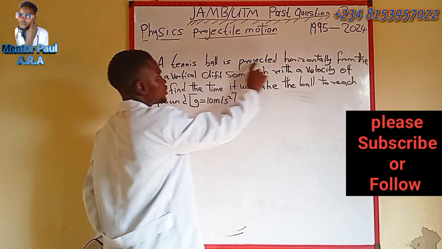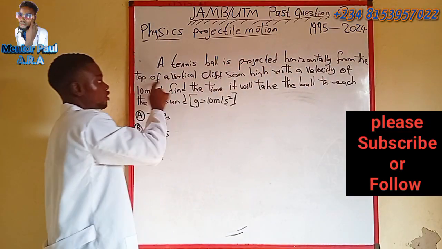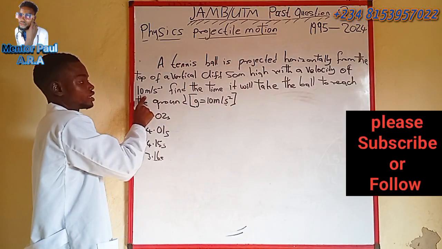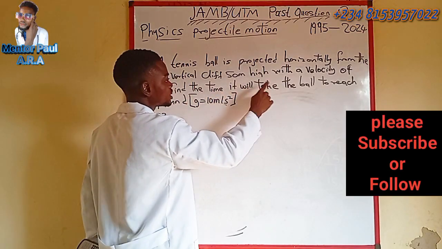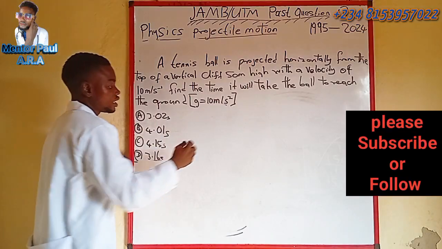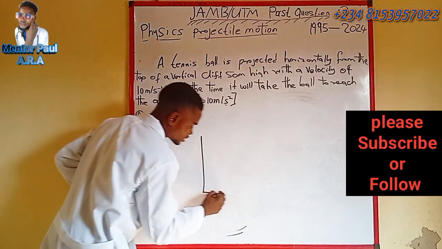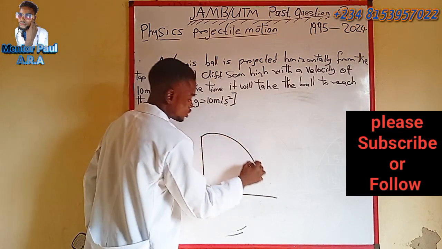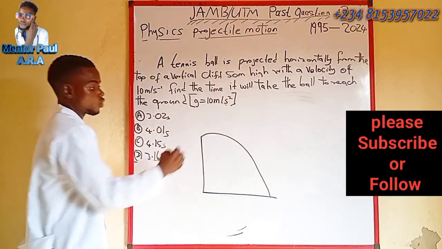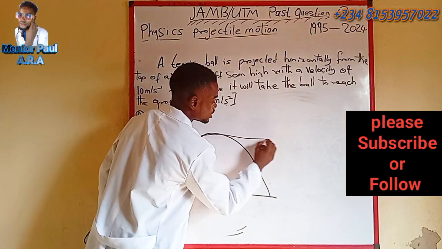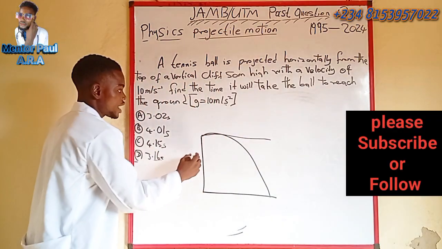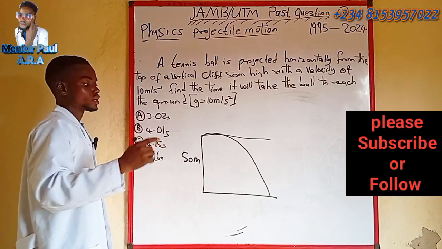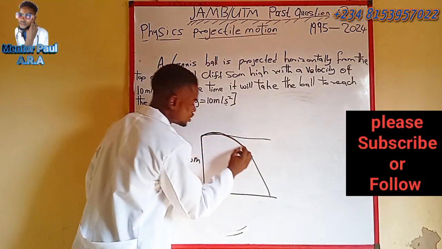It says that a tennis ball is projected horizontally from the top of a vertical cliff 50 meters high with a velocity of 10 meters per second. Find the time it will take the ball to reach the ground. Now, this is the height and this is the ground. When a ball is thrown from a cliff or a height, it is going to fall directly to the ground, whereby we represent this as the level of the cliff, and the height we're given is 50 meters. What you have to calculate is the time taken from here to here.